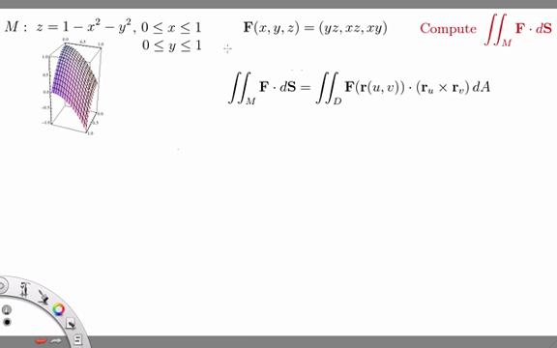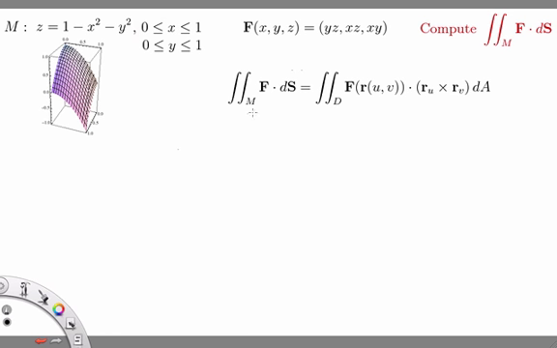But we're really just restricting our attention to the surface M, which is the graph of z equals 1 minus x squared minus y squared over the unit square, where x and y are between 0 and 1. So M is shown here, where both x and y go from 0 to 1, and we get this portion of the paraboloid that opens downward.